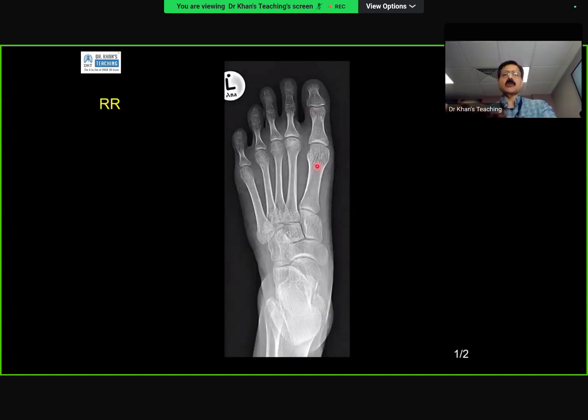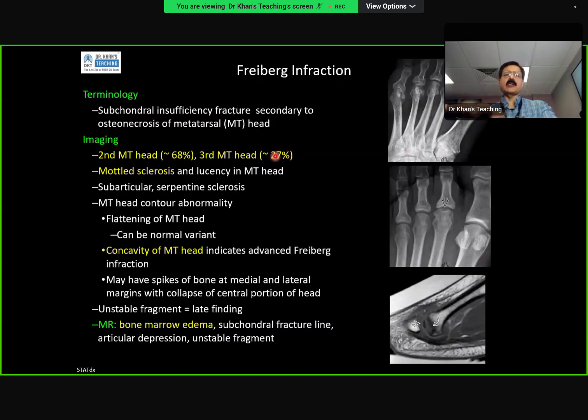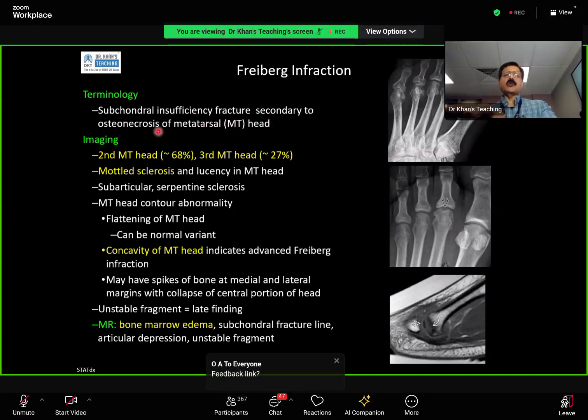So this was our case, which is a classical rapid reporting case. And by the way, rapid reporting cases can also come in the Viva. Remember that. What are the findings? Subchondral insufficiency fracture secondary to osteonecrosis of the metatarsal head. This is what happens: second metatarsal head 68%, third metatarsal head 27%.